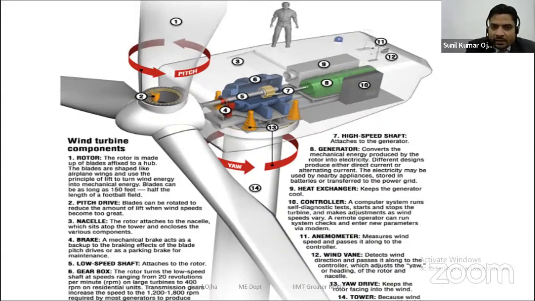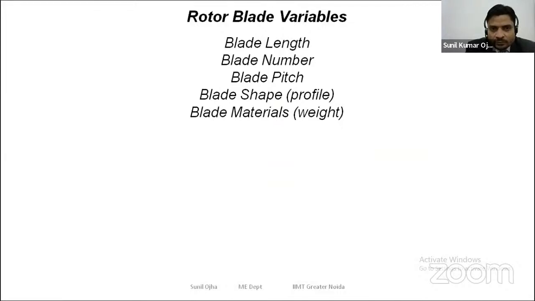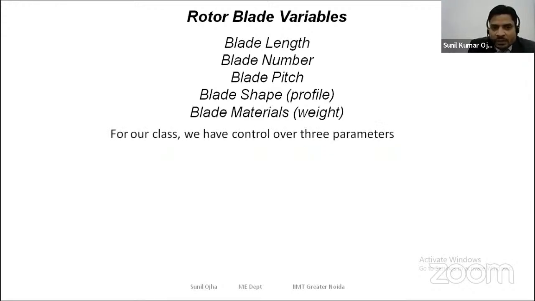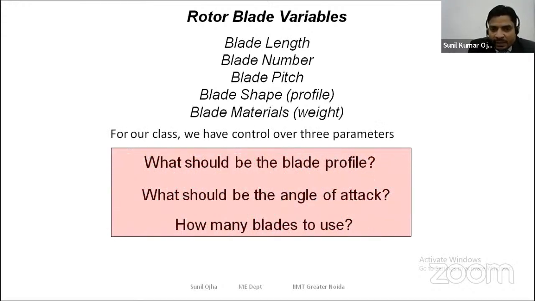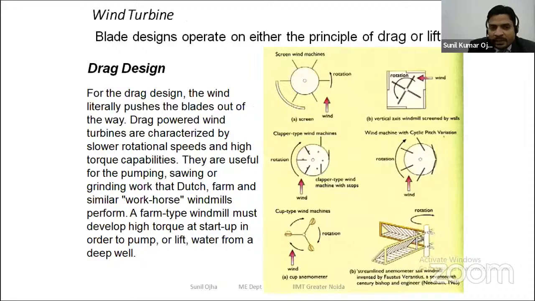So those are the components of a horizontal axis wind turbine. The rotor blade variables are blade length, number of blades, blade pitch, blade shape profile, and weight of the blade material. For our class, we have control over three parameters: what the blade profile should be, the angle of attack, and how many blades we have to use.